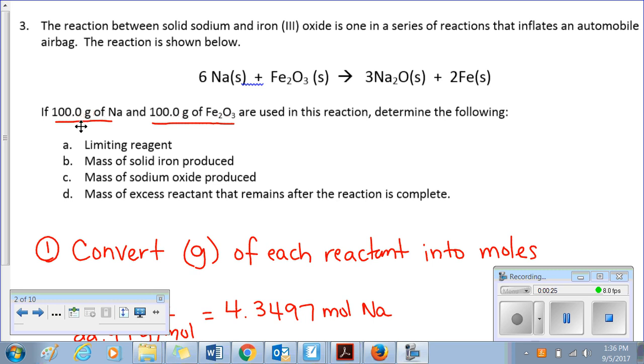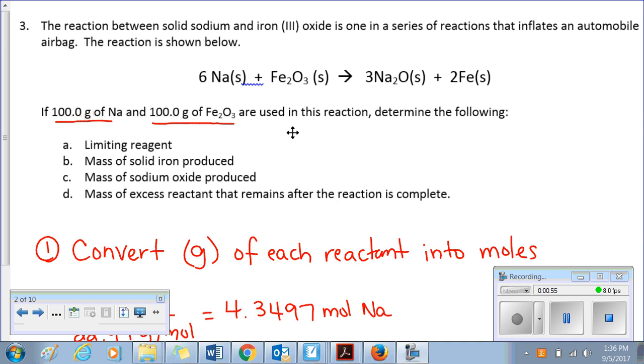You're given starting amounts of each reactant. So I'm starting with 100 grams of sodium and 100 grams of the iron 3 oxide. When you're given starting amounts of both reactants, that's when you have to do a limiting reactant problem. And what that means is you need to figure out which one of the reactants is going to run out first. The one that runs out first, you're going to use it all up, and ultimately it will determine how much product you can make.